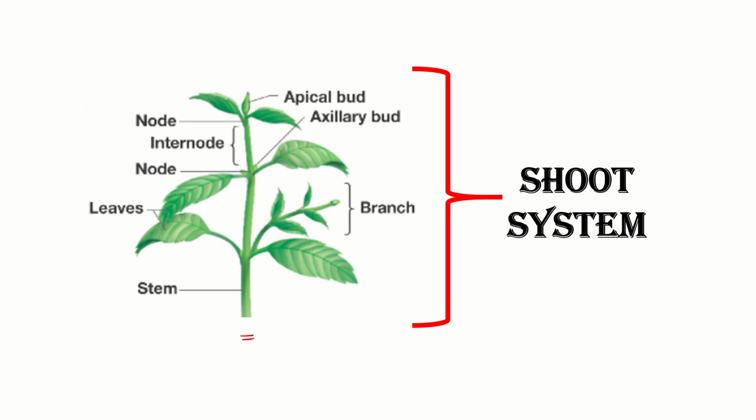This is what is called a shoot system. A shoot system has got a stem, it has got multiple leaves. The leaves arise from the node. The gap between two nodes is known as internode. It has got an apical bud, an axillary bud in this position in the axil and many branches.